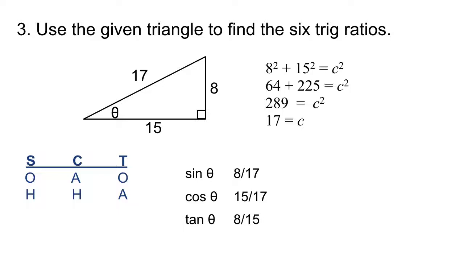Now to get the other remaining trig ratios, these are the reciprocals of the ones to the left. So the cosecant of theta is the reciprocal of the sine of theta. The secant is the reciprocal of the cosine. And the cotangent is going to be 15 over 8. So that's how we do this problem, where we're asked to find 6 trig ratios.